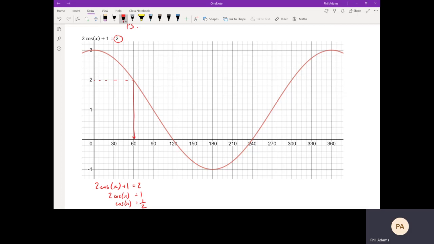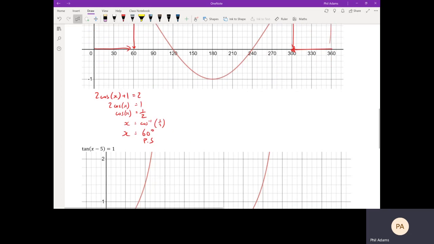And again, I'm going to look at my knowledge of the symmetry of these graphs. Well, there's an apex point there at 0. That's 60 degrees across from it. So if I go and find my next apex, which is way over here at 360, if I go back 60 degrees from that, that will get me to 300. And you'll see if I'd continued my line of 2 across, that would also have intercepted at 300. So that's my second solution.